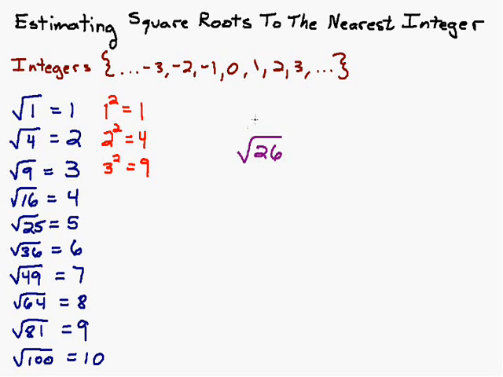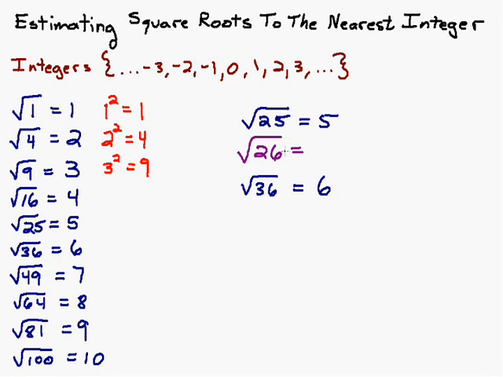So what I want to do is think of a square root close to 26. I know the square root of 25 is 5, and I know the square root of 36 is 6. And the square root of 26 would be between those two, so the square root of 26 is going to be somewhere between 5 and 6. Okay, is it going to be closer to 5? Is it going to be closer to 6?